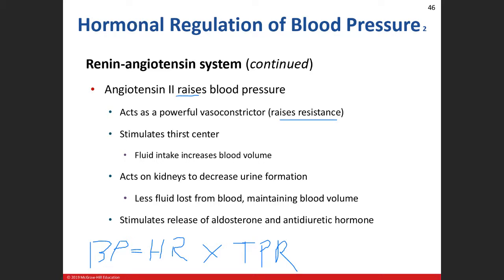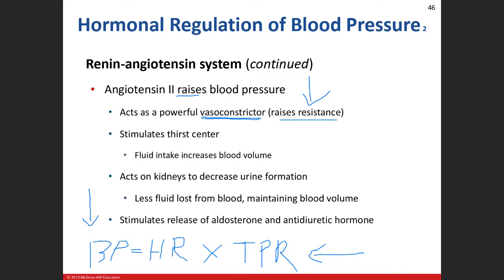Okay, so it causes vasoconstriction. Well, what's that going to do in our equation down here? What does vasoconstriction do? In our equation, which of these values does it affect? Which variable, heart rate or total peripheral resistance? Yeah, TPR. Great. So it says it right here. It's going to raise the resistance. That's going to increase. So we know if it raises the resistance, it's going to raise blood pressure, right? By our equation. Simple plugging in.